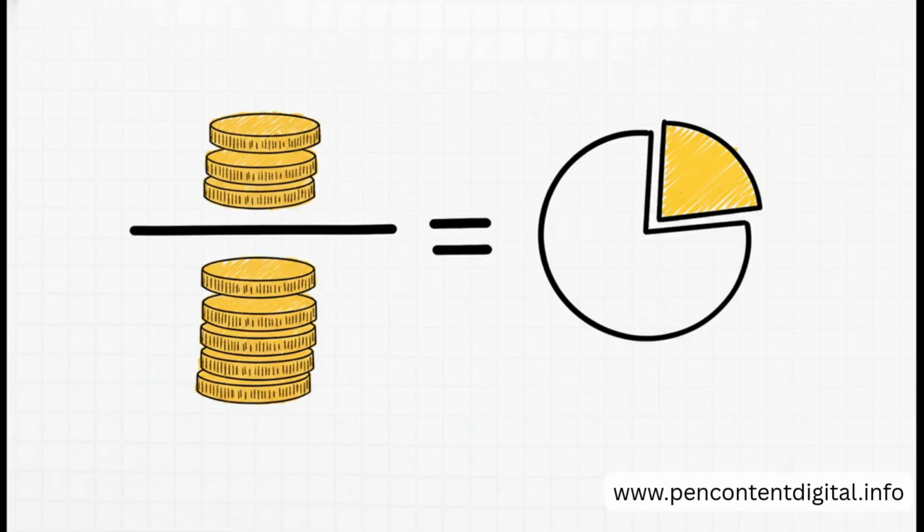And one more for good measure, profit margin. This one tells us what percentage of our revenue is actual real profit. We just divide our net profit by our total revenue. This is a huge one because it really speaks to the efficiency of the business.